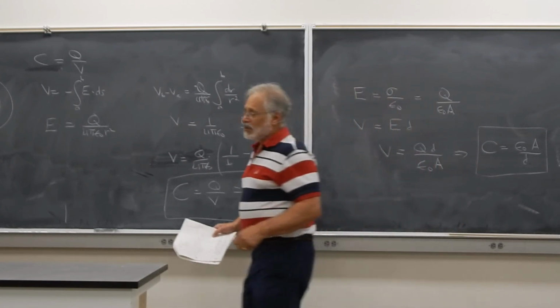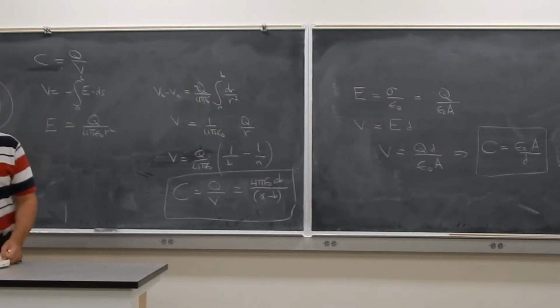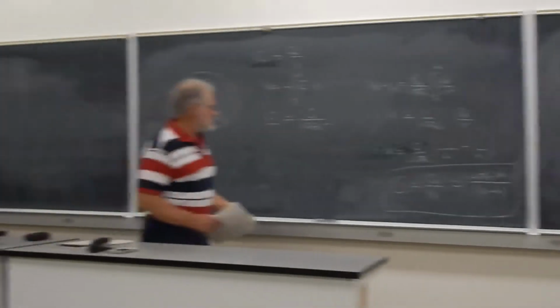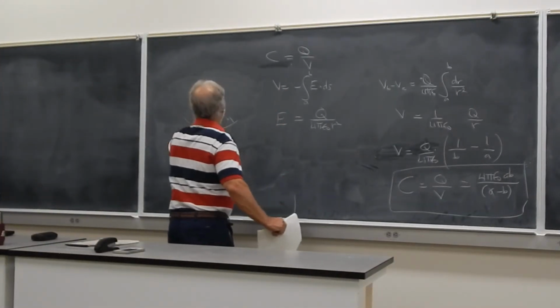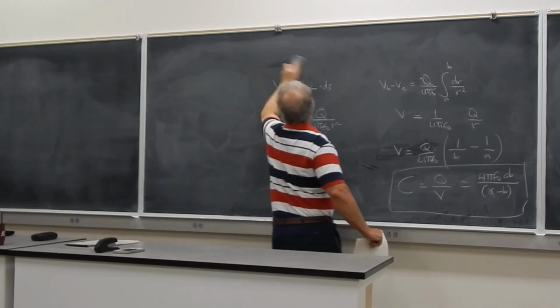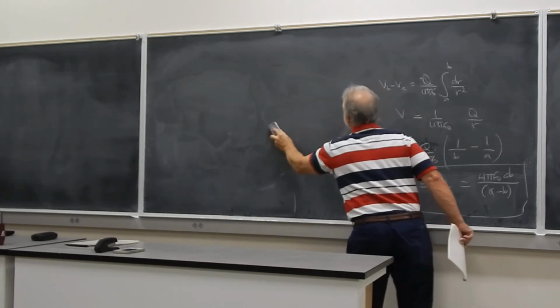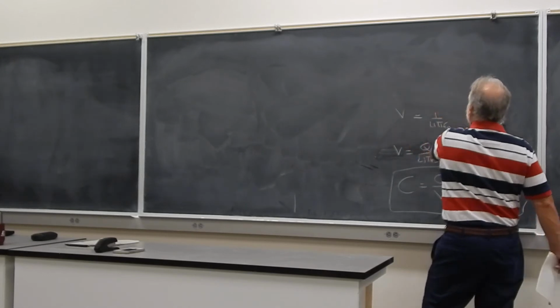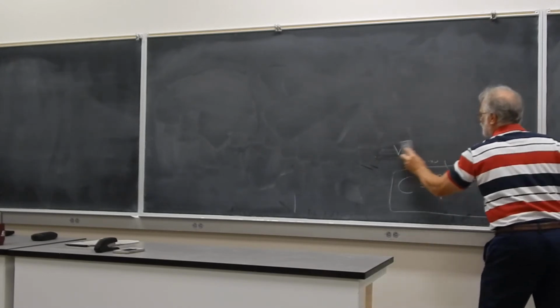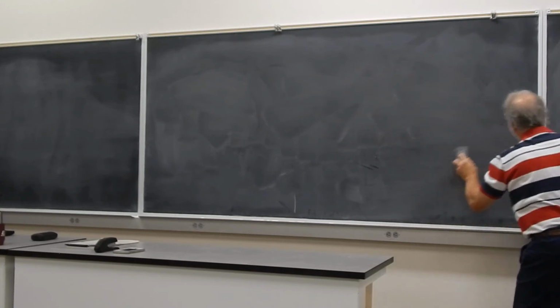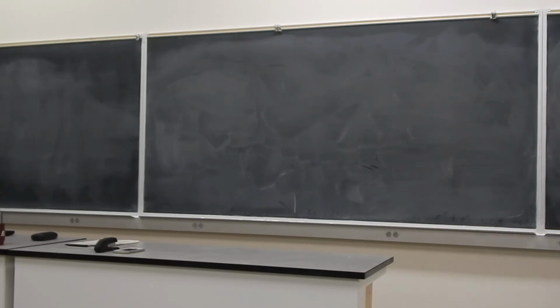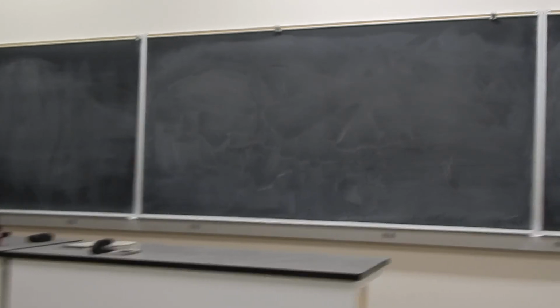Oftentimes, what we like to do with capacitors is take combinations of them. So I'm going to show you two ways that we can combine capacitors. This is going to be something that we'll use not only here, but in the next unit when we talk about resistors. We'll talk about combinations of resistors in almost the same way. But for now, let's talk about combinations of capacitors.